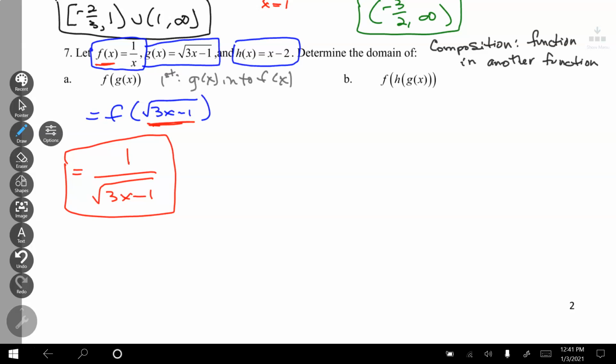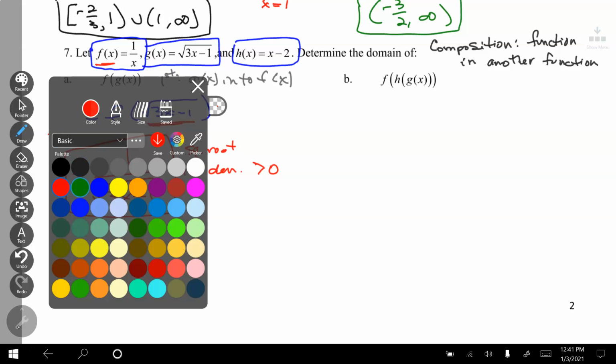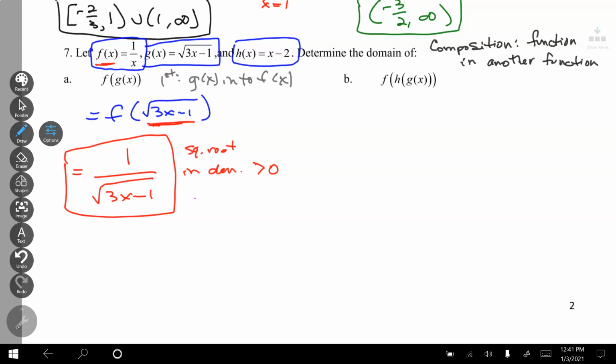Look at this domain, and the idea is that I have a square root in the denominator, but the square root is by itself. So I have a square root in the denominator, just like we did before. So I'm going to take this whole thing and only make it greater than 0, not greater than or equal to 0. So I'm going to take this 3x minus 1 greater than 0, and I'm going to add 1, divide by 3. So my domain is parentheses 1/3 to infinity.